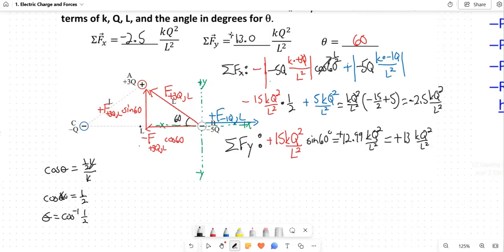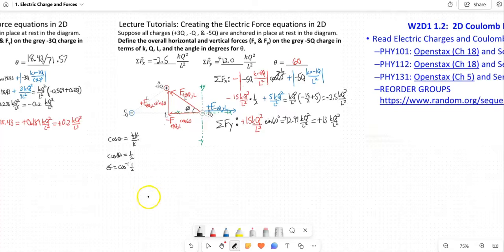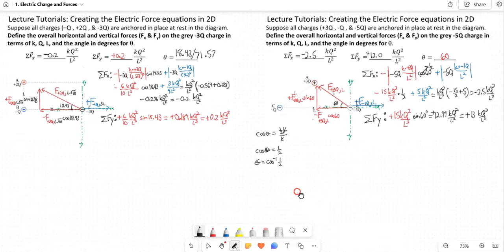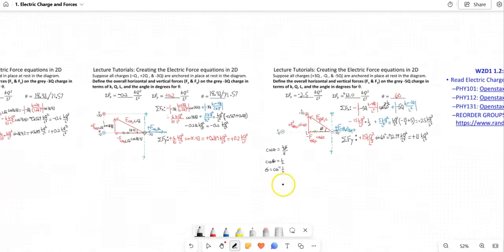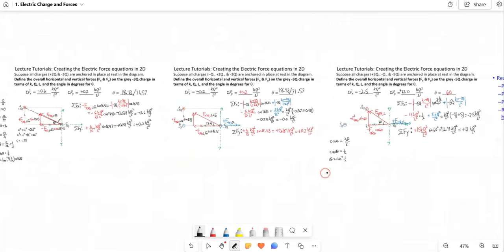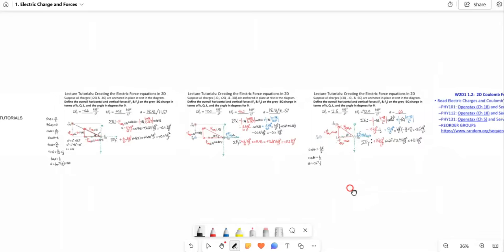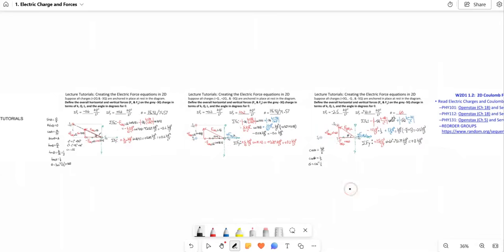All right. So this is your tutorials. This is the example tutorials for 1.2. Okay? And this is the Coulomb forces in 2 dimensions. Okay? I hope you have a great day, and I hope this helps you out a lot.